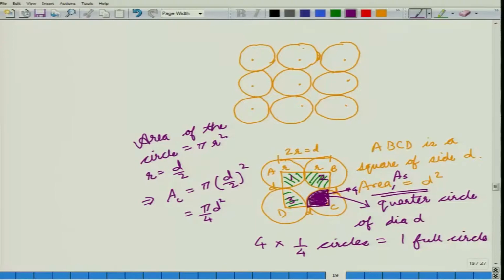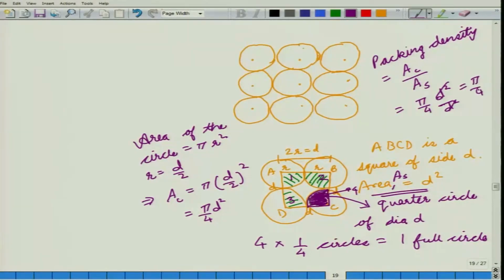So, how much of the area of the square is covered by the canopies? So, the packing density is given by the area covered by the circles divided by the area of the square, which is pi by 4 d square by d square, these get cancelled out, is equal to pi by 4. Now, pi by 4, if you convert it into percentage terms, it will be pi by 4 into 100%, which comes to 78.5%. So, the packing density in the case of a square packing comes to 78.5%.